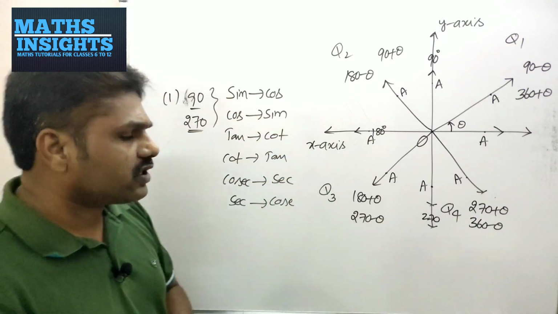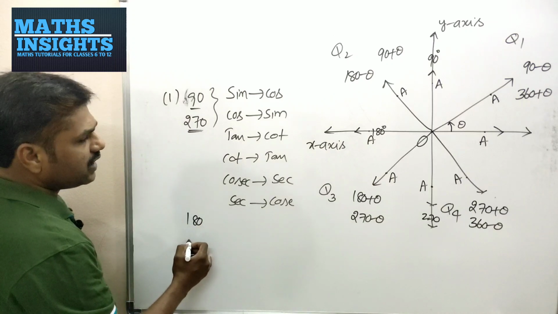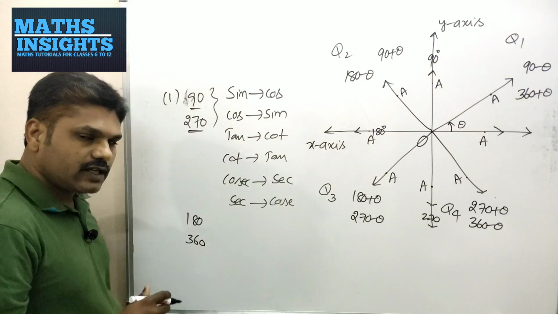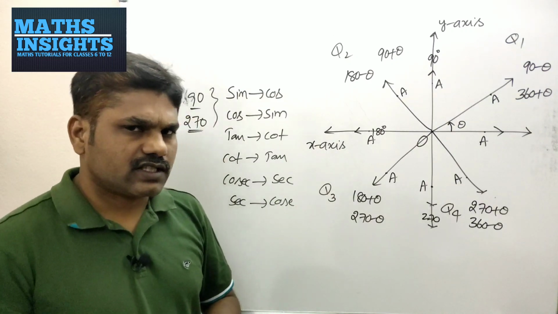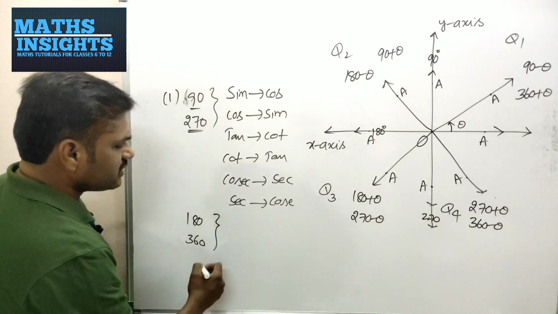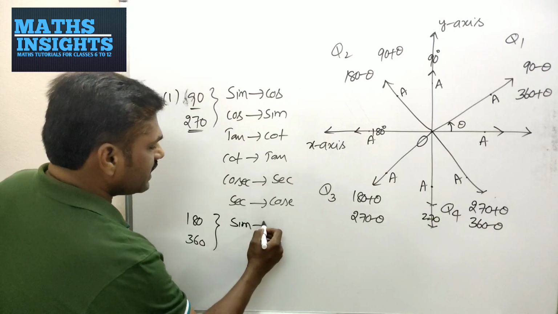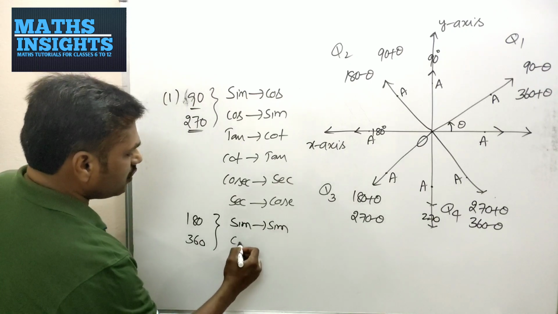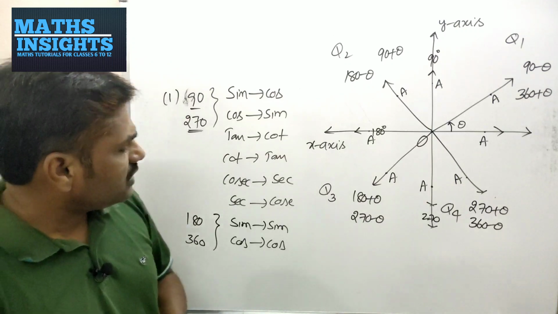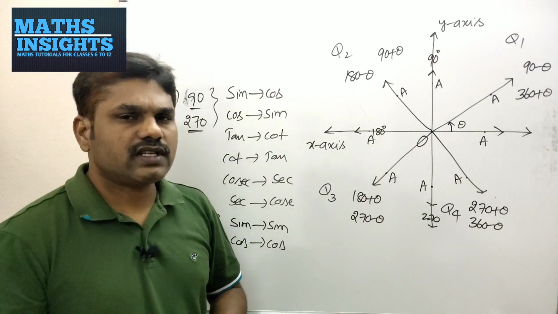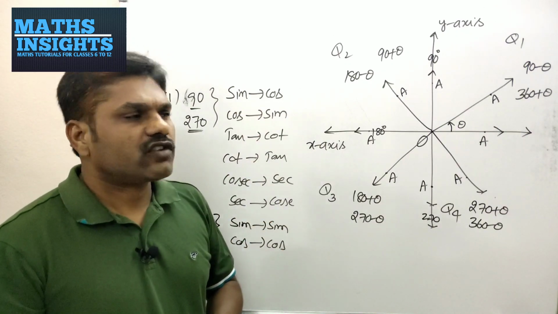When you want to find angles for 90 plus theta or 90 minus theta, or 270 plus theta, 270 minus theta, this applies. And for the remaining ones, that means 180 and 360, that means 180 plus theta, 360 plus theta, or 180 minus theta, 360 minus theta, for these angles the ratios will not change. Sin remains sin, cos remains cos, tan remains tan, cosecant remains cosecant, secant remains secant. So you have to keep this first point in your mind.